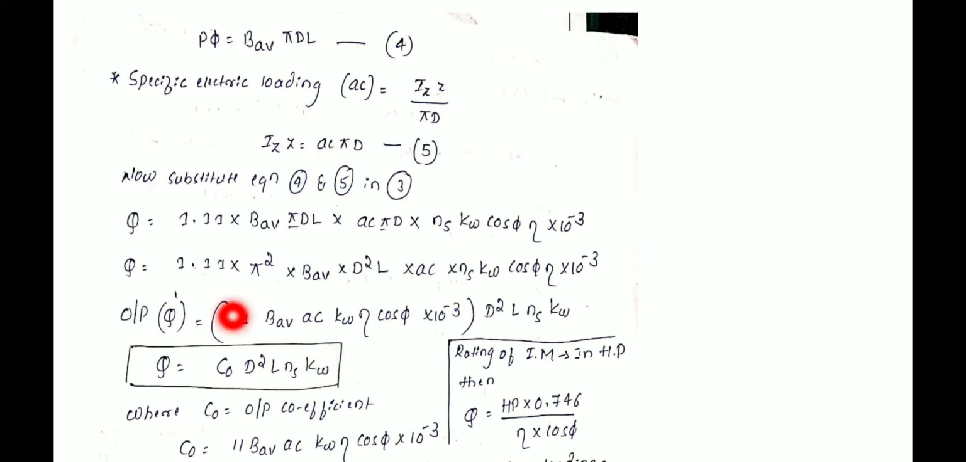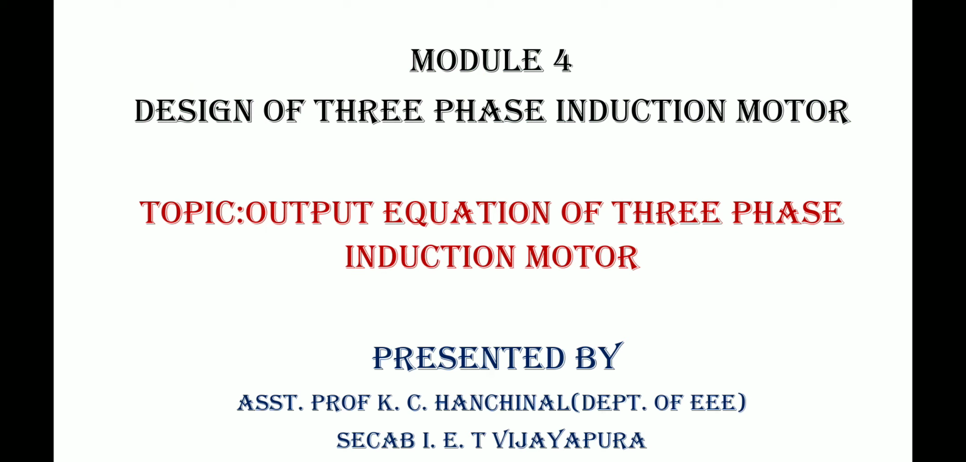The output coefficient of this machine, if given in the problem, calculation means you should make use of this one: 11 B average AC KW into efficiency into cos phi into 10 raised to minus 3. Sometimes the rating of induction machines will be in terms of horsepower. If they have given the induction motor rating in HP, then the output equation will be HP into 0.746 divided by efficiency into cos phi. I hope this is clear with everyone. So this is the output equation of the induction machine. Okay, thank you.